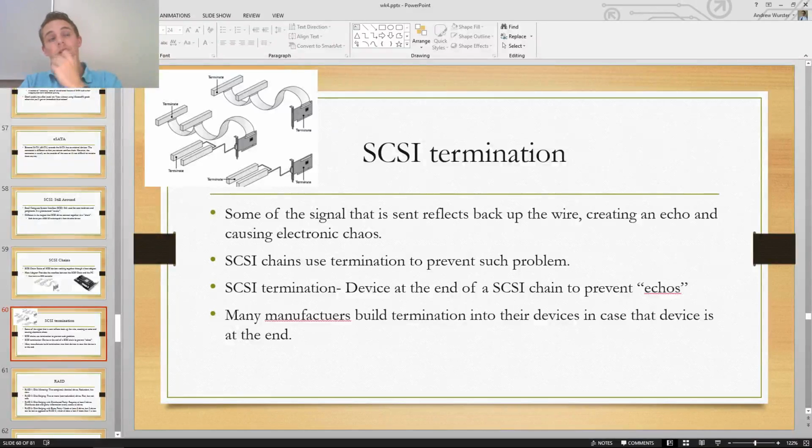I've also seen it where people have a cable. It's just a little dongle. They literally just plug it into the end and that terminates it. I mean, it's not like a physical giant device or anything.